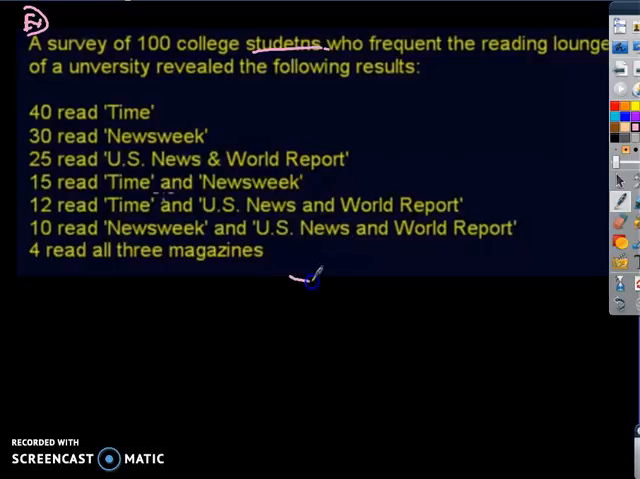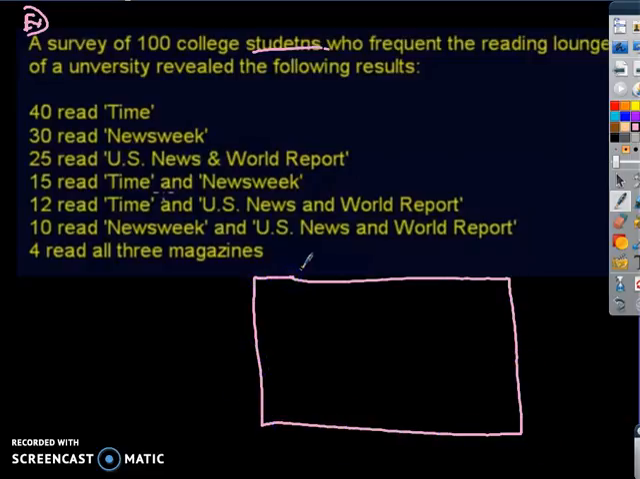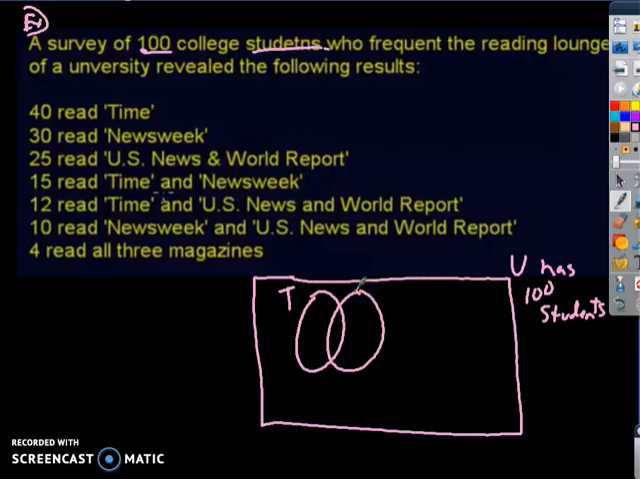All right, so to answer this question, we'll start off with my universe. I'll call this U for my universe. And this universe has 100 students. All right, so it's kind of nice to know. So we put that number there because it told us we have 100 students in this universe. And then we have set A. Let's set A be Time magazine. And then the second set be Newsweek, NW. And then the third set be U.S. News and World Reports. All right, so that's all the data we have.